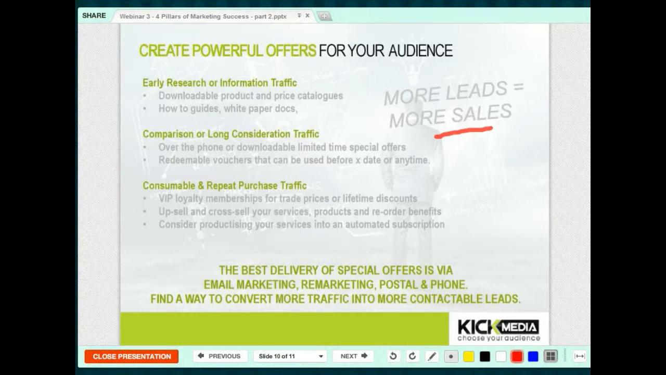So in this, you can start thinking outside the box. It might be that if you sell stationery, or whether you're a plumber, or whether you're a carpenter, you need to figure out how can I create loyalty for regular customers or repeat purchase customers? How can I have them reorder from me more frequently? There are lots of strategies, but the best delivery of special offers like this is via email marketing, remarketing, postal, and phone. Okay, and find a way to convert more traffic into contactable leads. Really, that's what it comes down to.